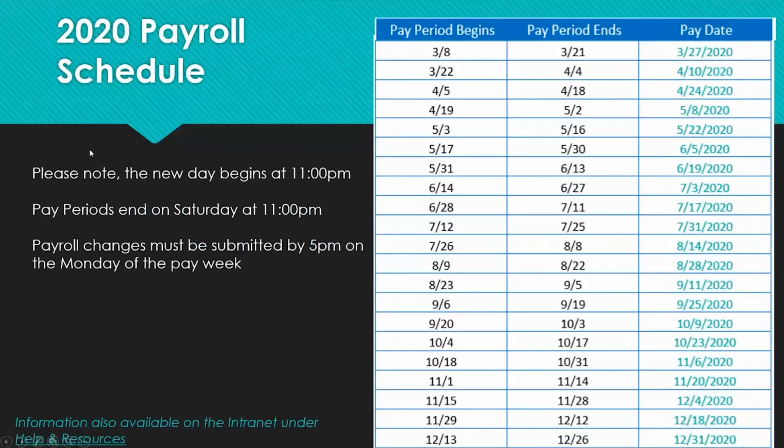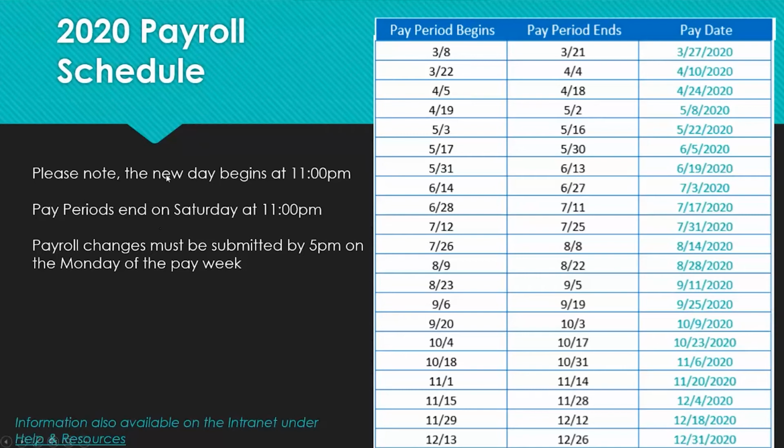This is now the 2020 payroll schedule on the screen. And you look at this, you'll see when a pay period begins, when it ends, and then the pay date. For 2020, we'll be paying you always on a Friday, with the exception of the last pay date of the year. On December 31st is a Thursday because the 1st is a holiday and that is a bank holiday, so we are paying you one day early.